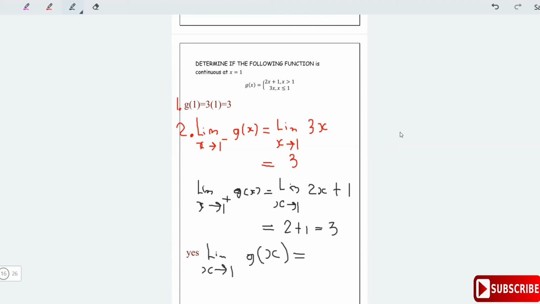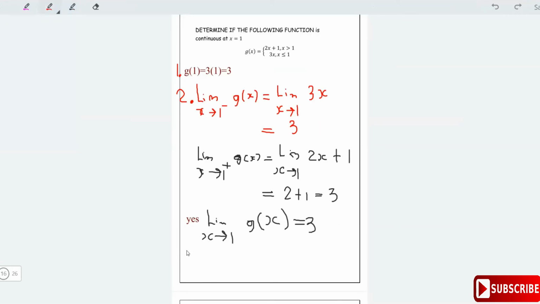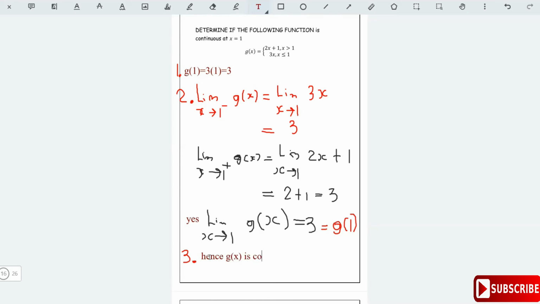So is the function continuous? Yes, the function is continuous because we need to check the third principle, to see if it equals g of 1. Is it equal to g of 1? Yes, this equals g of 1. Once the limit is equal to the functional value at that point, then it is continuous. So we can write, hence, g of x is continuous at x equal 1. Easy question.